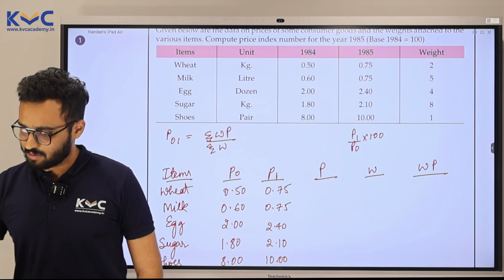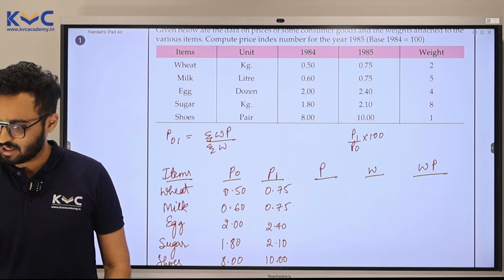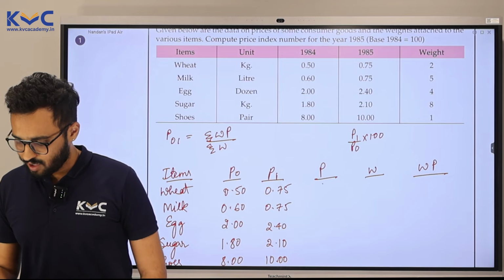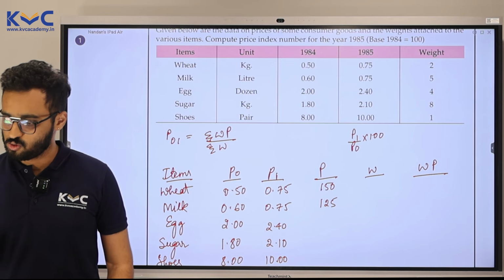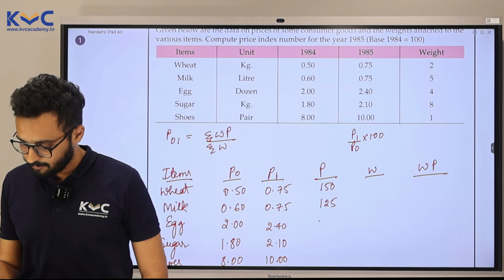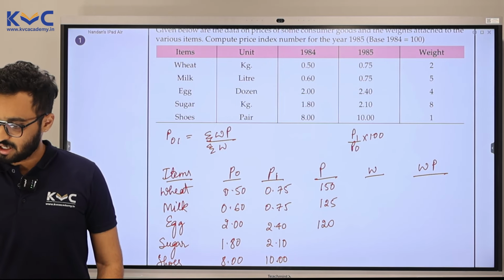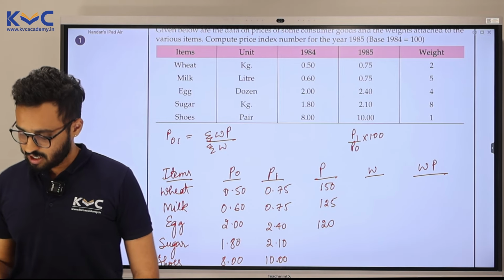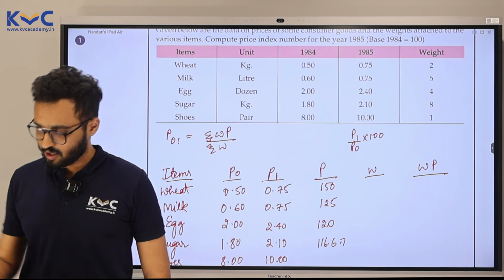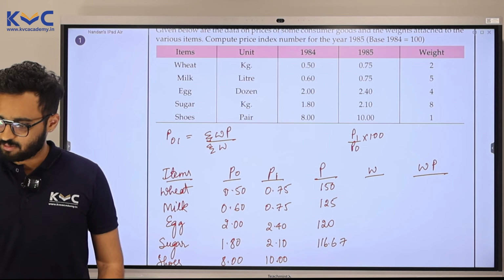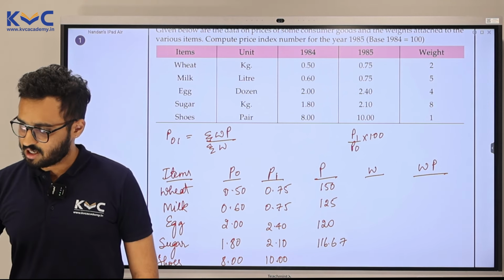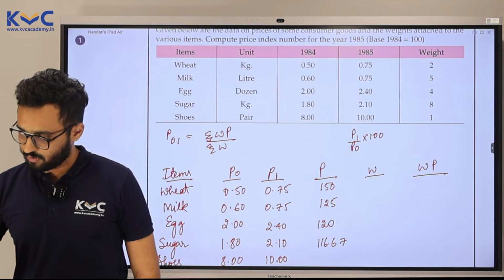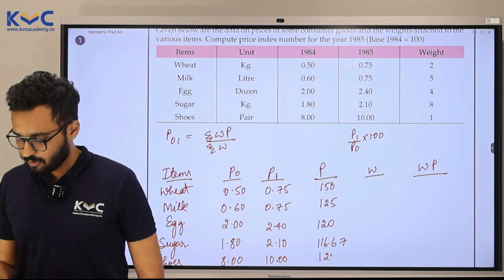So here P1 divided by P0, 0.75 divided by 0.5 into 100, you get 150. Next 0.75 divided by 0.6 into 100, you get 125. 2.4 divided by 2 into 100, you get 120. 2.1 divided by 1.8 into 100, you get 116.67. Correct? Let me check. 2.1 divided by 1.8. Correct. 116.67. Then we have 10 divided by 8, which is 1.25 into 100, which is 125.